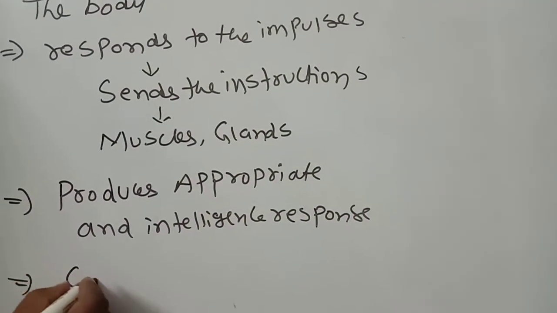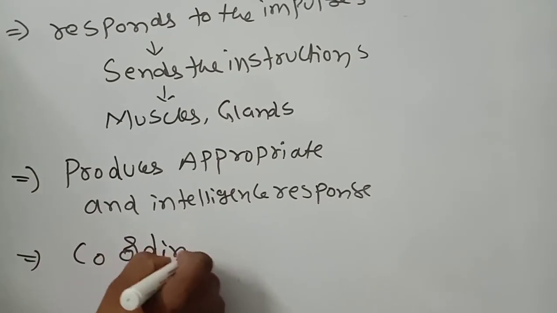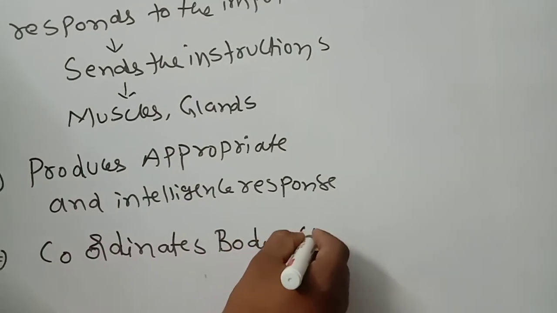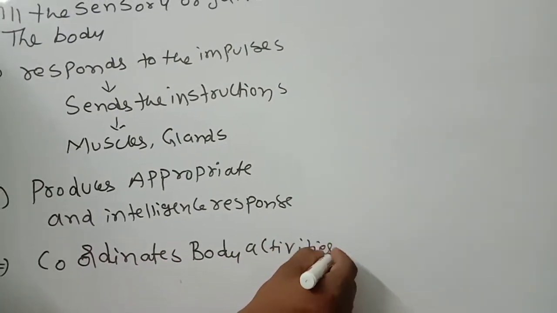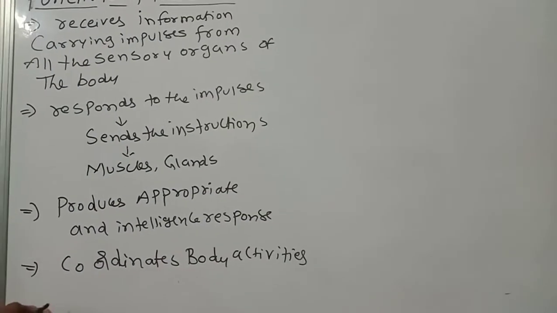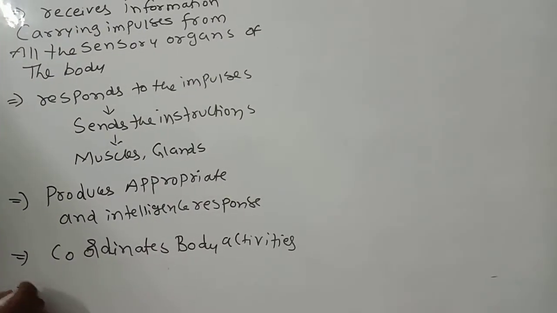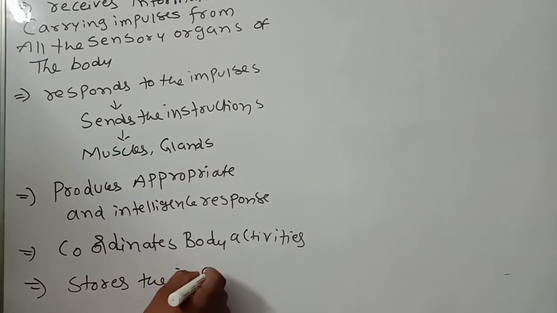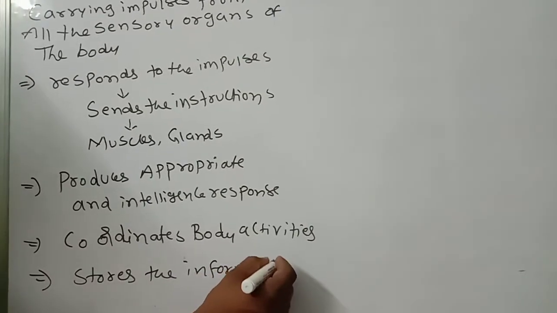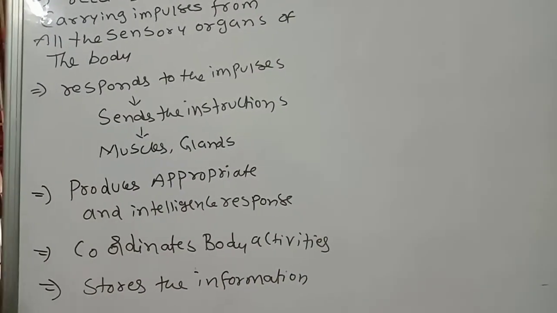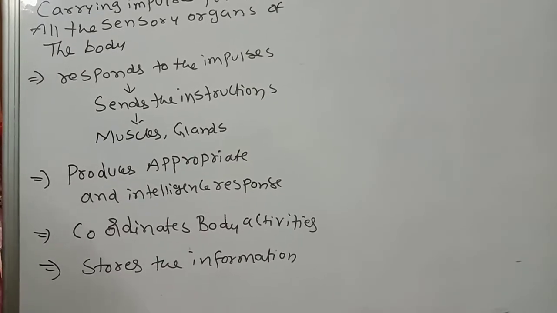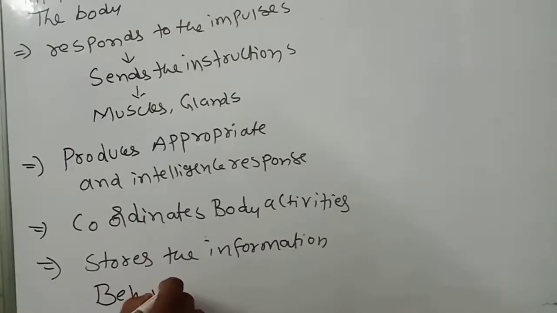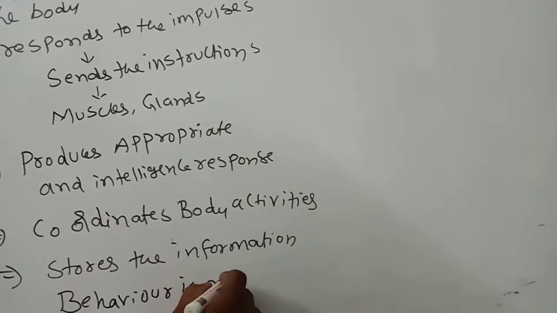Next, coordinates the body activities. Another function of the brain is to coordinate the body activities. These points you should remember. Next one, stores the information. The brain stores the information, means memory. So behavior can be modified according to the experience. Our human behavior is modified.